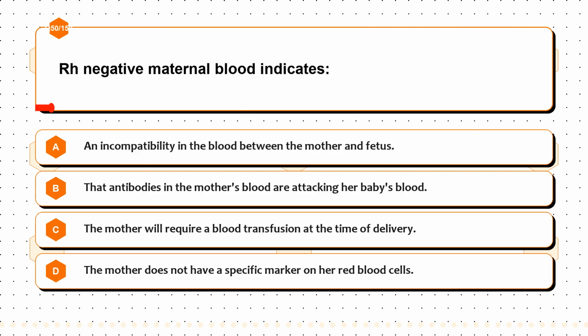Question 50. Rh-negative maternal blood indicates. Here are the options. Option A. An incompatibility in the blood between the mother and fetus. Option B. That antibodies in the mother's blood are attacking her baby's blood. Option C. The mother will require a blood transfusion at the time of delivery. Option D. The mother does not have a specific marker on her red blood cells.